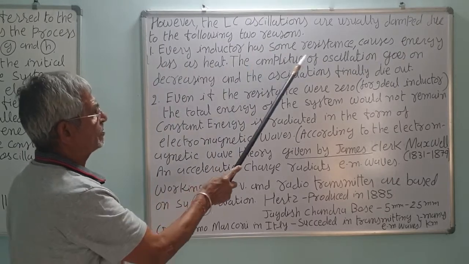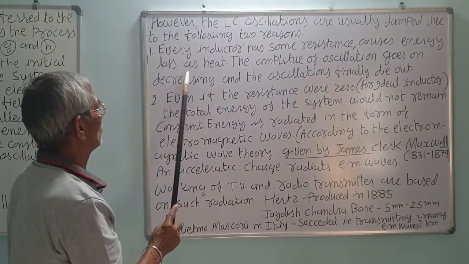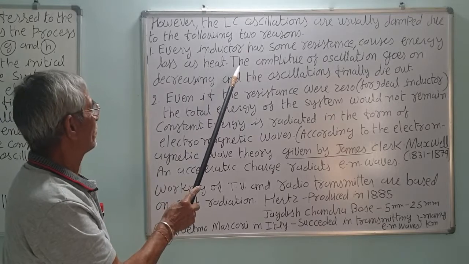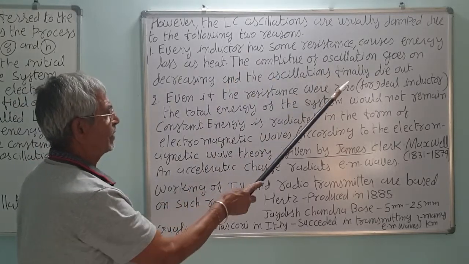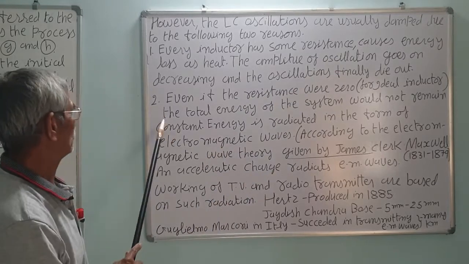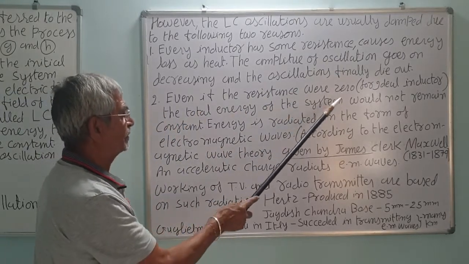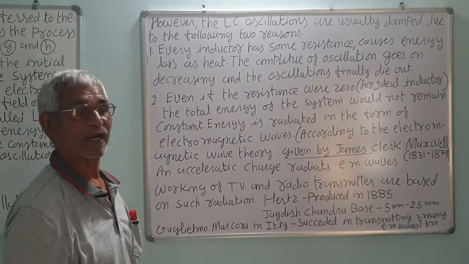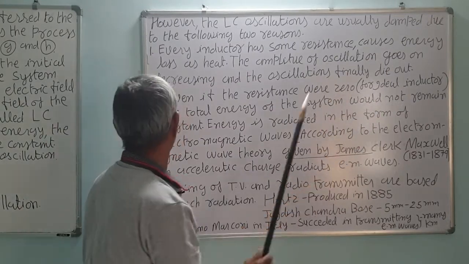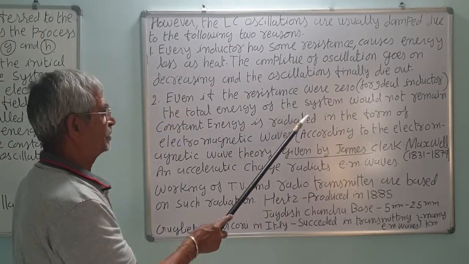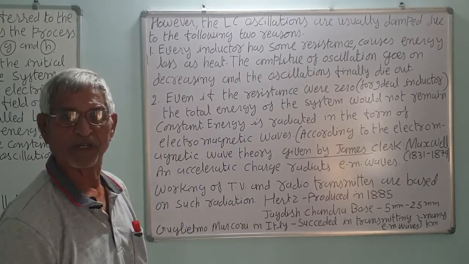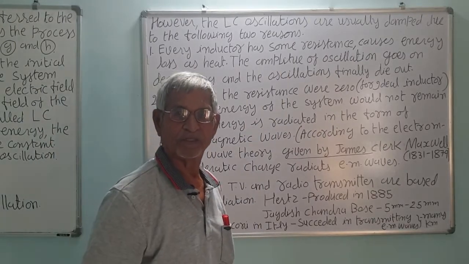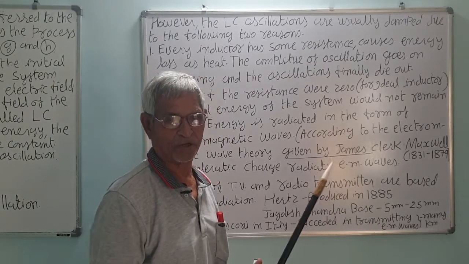Number 1, every inductor has some resistance, which causes energy loss as heat, as we have already discussed. The amplitude of oscillation goes on decreasing and the oscillation finally dies out. Number 2, even if the resistance were 0, an ideal inductor, the total energy of the system will not remain constant. Energy is radiated in the form of electromagnetic waves according to James Clerk Maxwell's theory of electromagnetic waves.